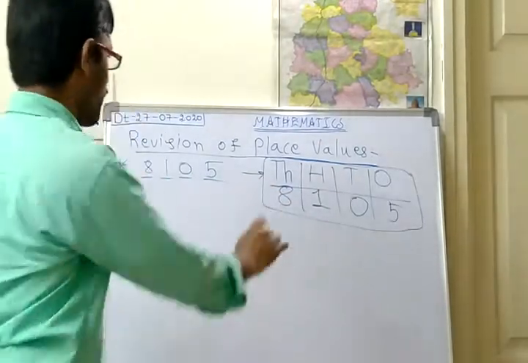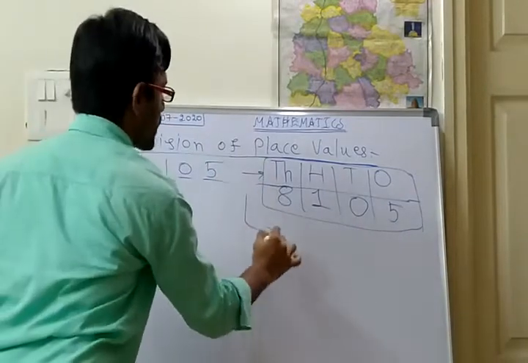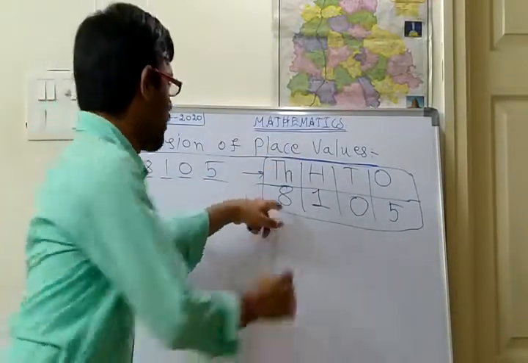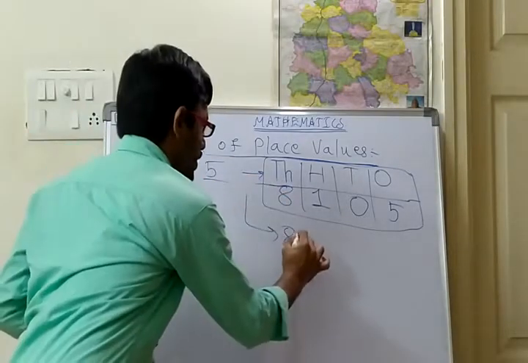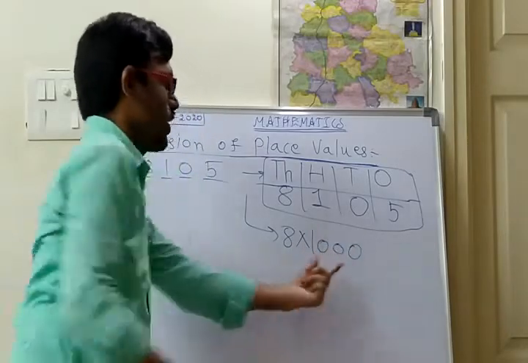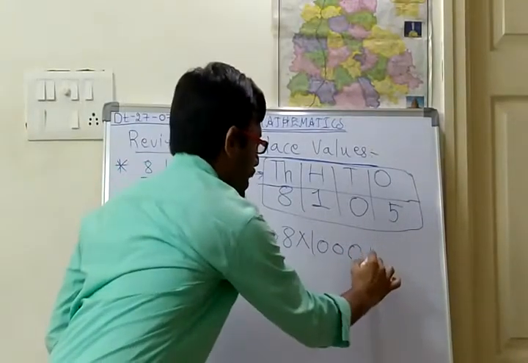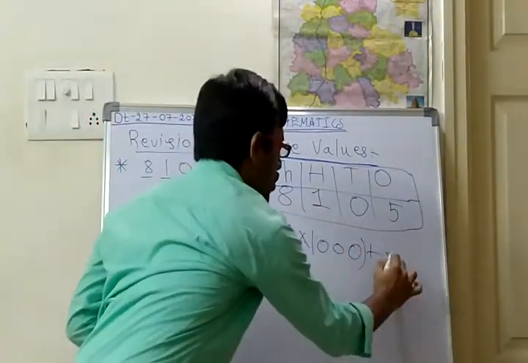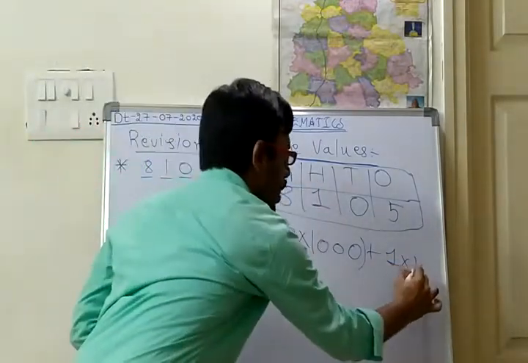So after completing this one, you should expand this number. So how should you expand? First, what is the first number? 8 is in which place? Thousands place. So 8 into 1000. In the 1000 there will be 3 zeros. Okay, like this. 8 into 1000 plus next 1. And 1 is in which place? Hundreds place. So 1 into 100.